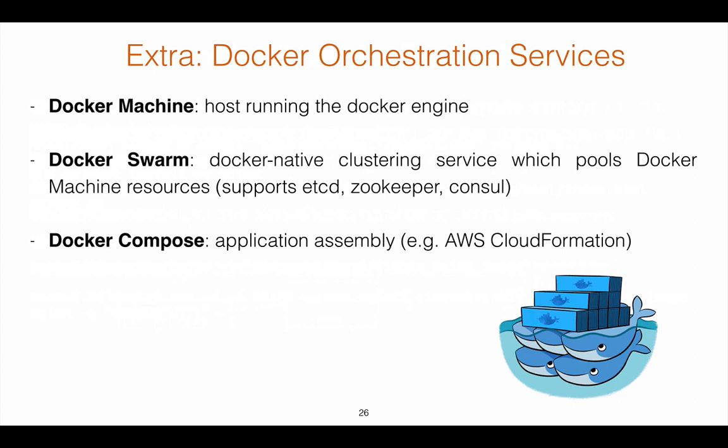One other thing that Docker, the company, is doing is providing orchestration services. Those are essentially three things: Docker Machine, which is a host that runs the Docker engine; Docker Swarm, which is a clustering service that allows you to just throw resources inside this pool, and it supports Zookeeper, etcd, or Consul; and Docker Compose, which is very much like AWS CloudFormation. It allows you to assemble an application, to specify rules on how an application works.